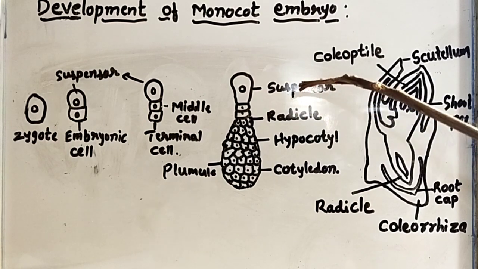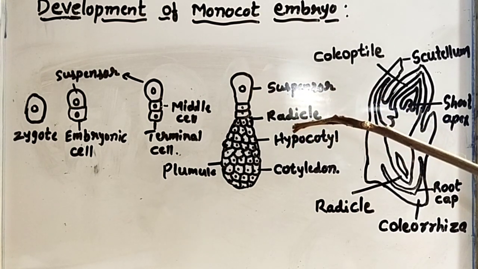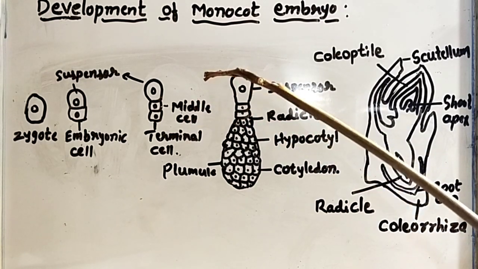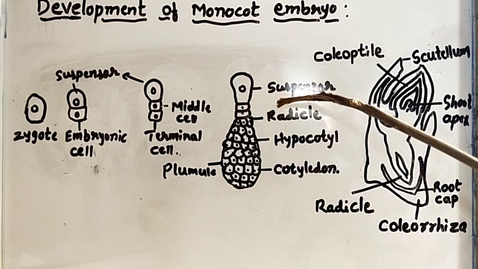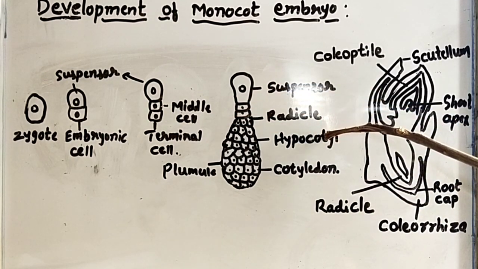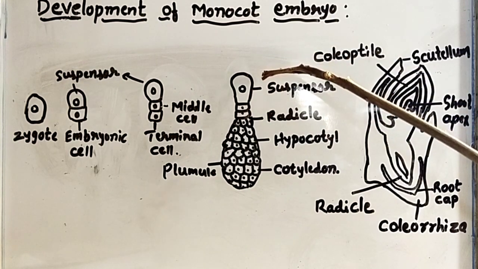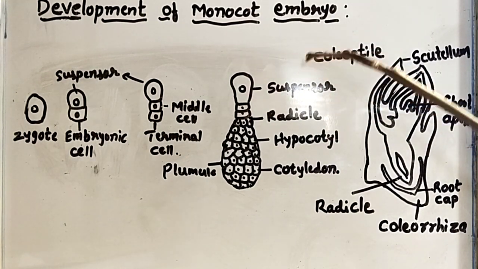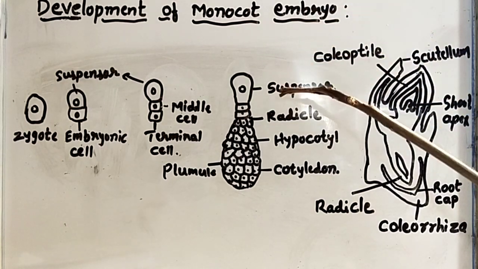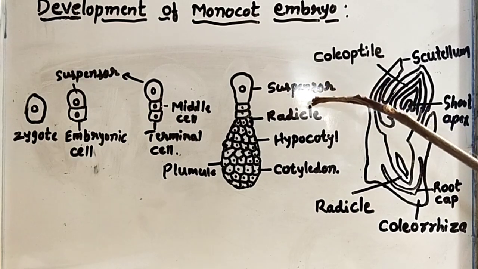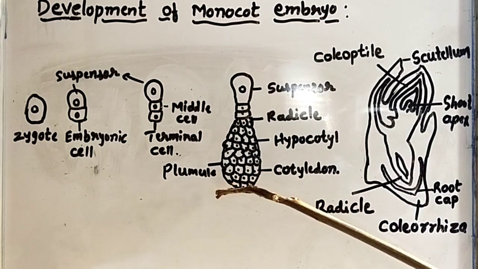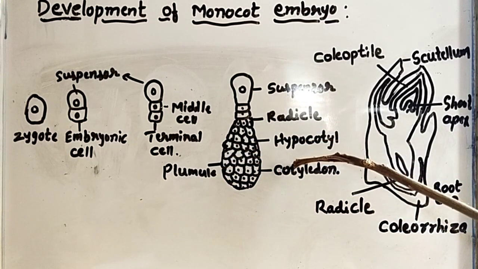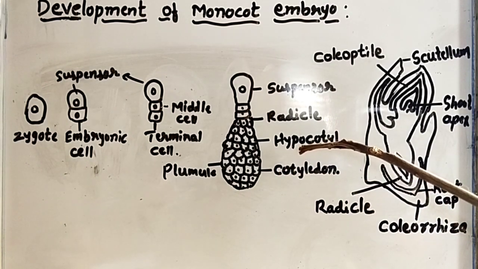Generally the radicle and hypocotyl are formed from the middle cell. This middle cell undergoes mitotic cell division and gives rise to radicle and hypocotyl. As you know, the suspensor cell will not undergo any division and is single celled in monocot plants. Understood? The radicle is the root apex, the plumule gives rise to the shoot apex, and the cotyledon is a nutritive tissue.